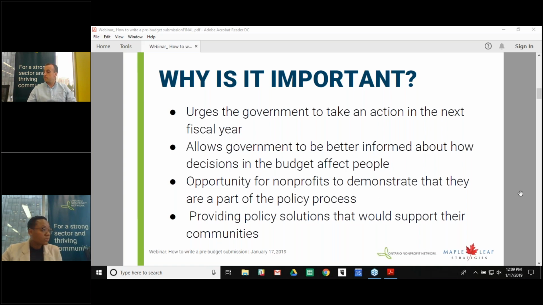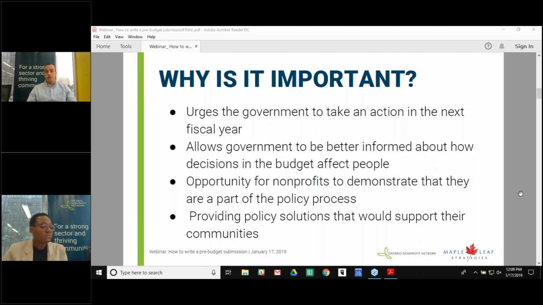Also, it's an opportunity for you, as mentioned, to demonstrate that you are a part of the policy process, that you're willing to be engaged, that you're willing to work with government to help them achieve some of their policy goals, as well as providing solutions that would support the communities that you serve.